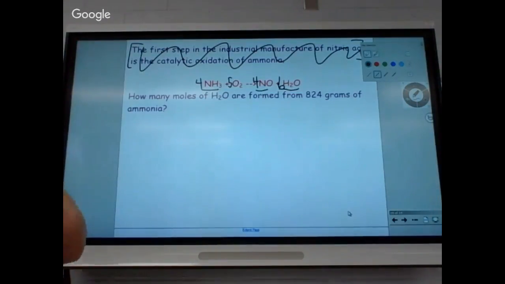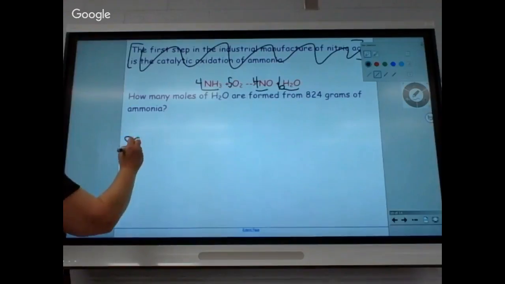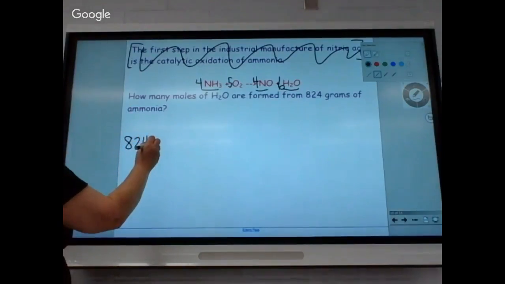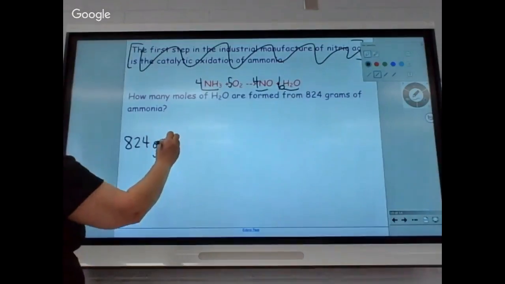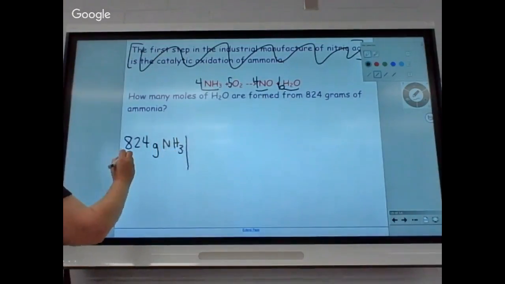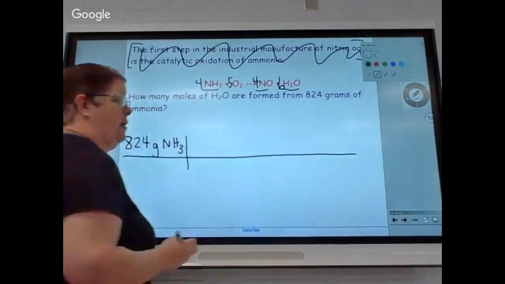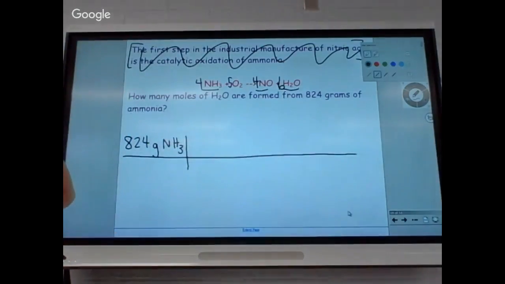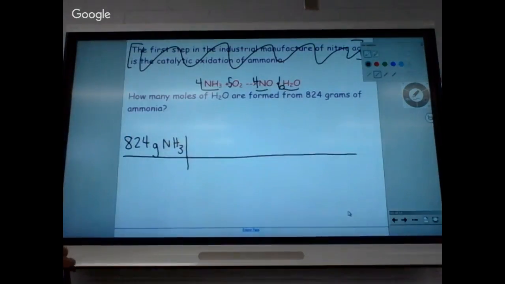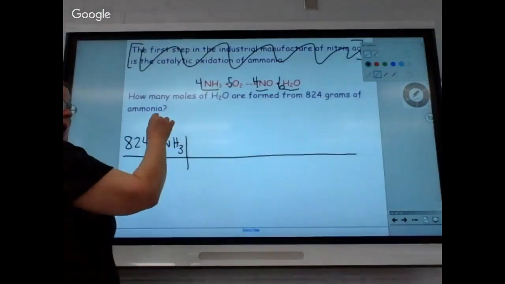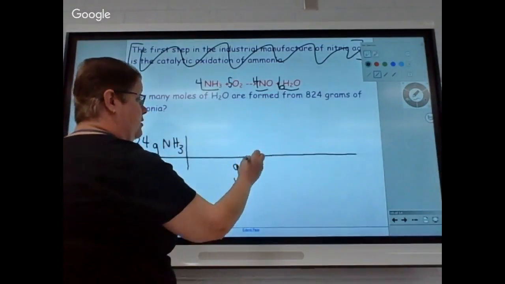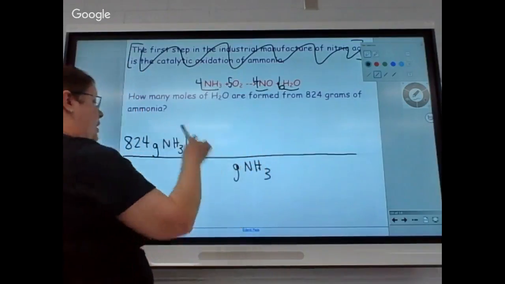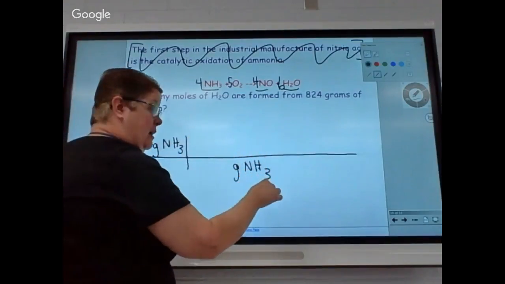Starting with grams. So this is just the flip of what we just did in practice. 824 grams of ammonia. Ammonia is NH3. So this time, we're going backwards. So what goes on the bottom line? Remember, whatever's on top has to go to the bottom. You never have to think about what is on the bottom, because whatever's on top has to go down here.